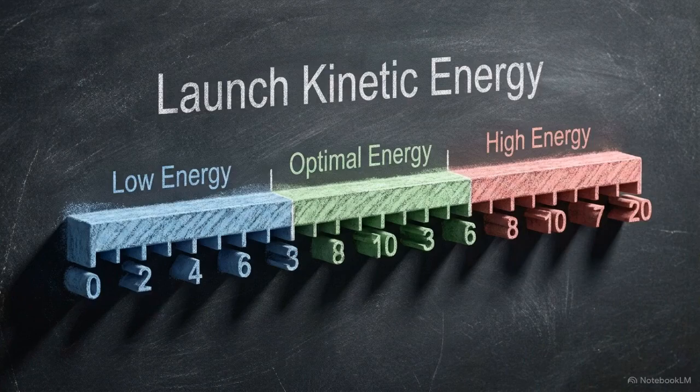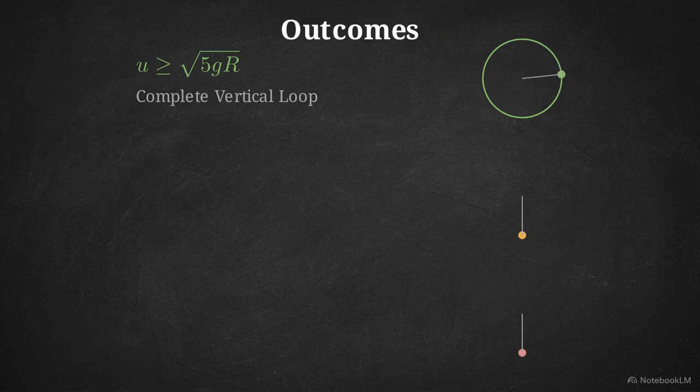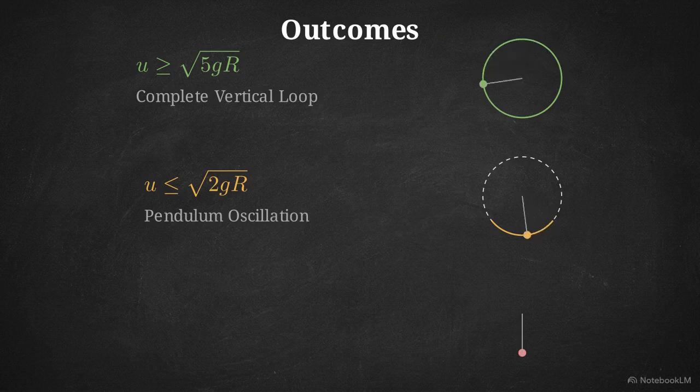By identifying these critical boundaries, we map the continuous motion of the system into 3 distinct physical outcomes, dictated entirely by initial kinetic energy. In the first outcome, if launch velocity is at least the square root of 5gr, the system possesses sufficient energy to maintain tension against gravity through the entire gradient. The loop completes. In the second outcome, if velocity is less than or equal to the square root of 2gr, the mass lacks the energy to reach the horizontal threshold. It remains trapped in predictable pendulum oscillation.